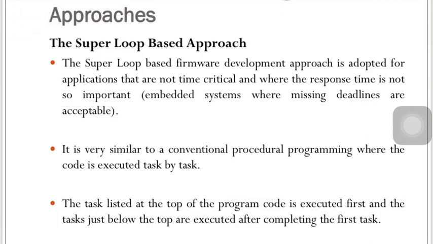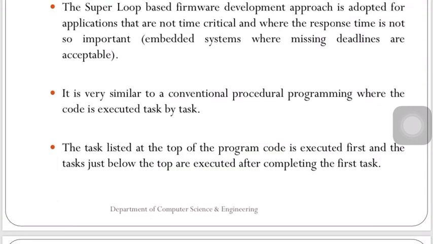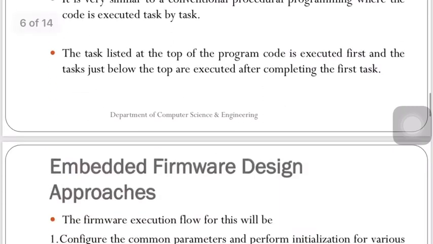We have already discussed this kind of examples, right? So for that kind of applications we will go for a super loop based approach. It is very similar to conventional procedural programming where the code is executed task by task. It is written task by task in a code and that will get executed. The task listed at the top of the program will get executed first, and the one listed at the last will get executed last.